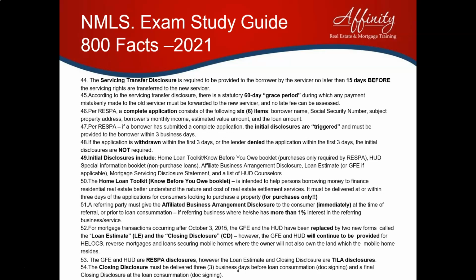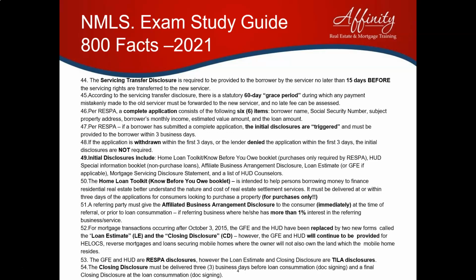If a referring party must give the affiliate business arrangement disclosure to the consumer, it must be given immediately, at the time of referral or prior to loan consummation, if the referring party has more than 1% interest in the business being referred, for mortgage service transactions occurring after October 3rd, 2015.